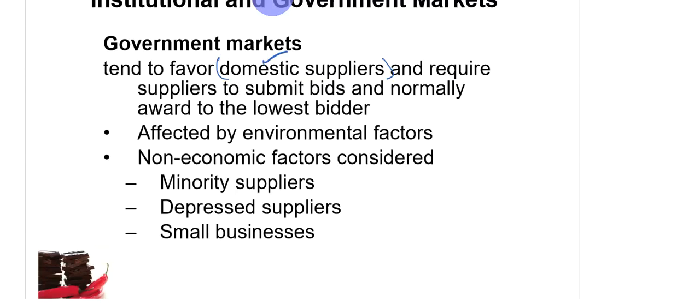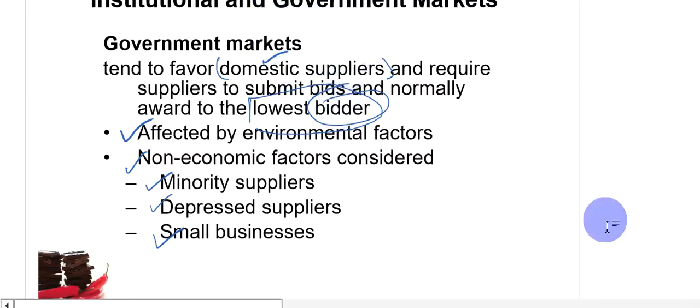Basically the orders given by the government are through tenders and bids, and the person or organization which gives the lowest bid is acceptable and is given the order. These decisions are affected by environmental factors. Non-economic factors are also considered, for example minority suppliers, depressed suppliers, and small businesses. These organizations, small businesses and minority suppliers, are also considered if they give an acceptable bid at the government level.